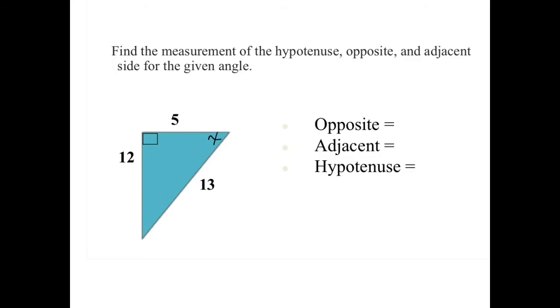So when using measurements from the side X, the side opposite would be 12. The side adjacent, next to, will be 5. And the hypotenuse, which is your longest side and the side across from the right angle, is 13.